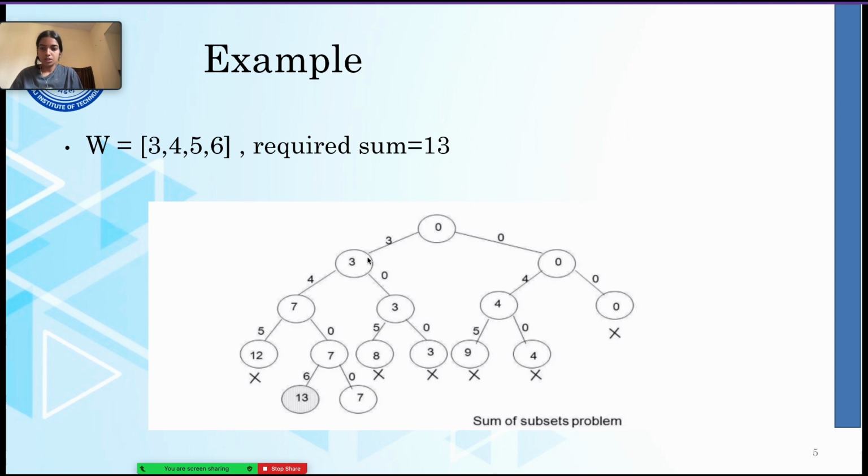We can include 3 or we cannot include 3. We have two options. When we include 3, we can also include 4, and we include 5, but if we include 6, the number obtained will be greater than the required sum. So we will backtrack. When we obtain 7 as a sum and add 6 to it, the sum obtained is 13. So we get our first solution.